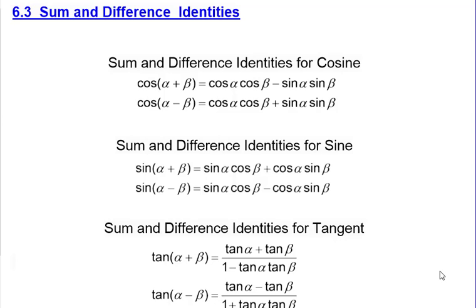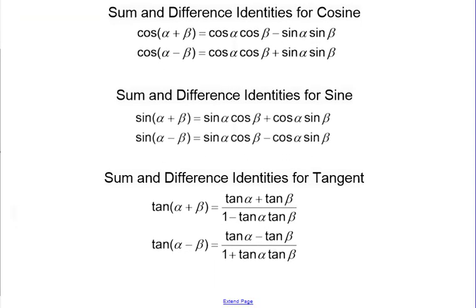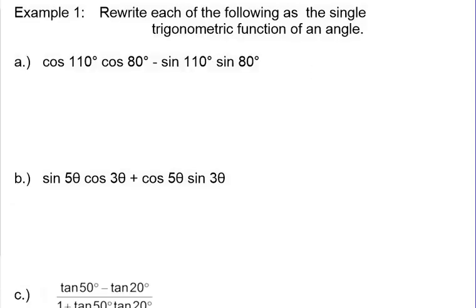Today we're going to be looking at 6.3 sum and difference identities. So on your screen there is a bunch of different sum and difference identities. We've got the ones for cosine, the ones for sine, and the ones for tangent. So depending on if you have an alpha plus a beta, that would depend on what your look is for your identity. So example 1, rewrite each of the following as a single trigonometric function of an angle.